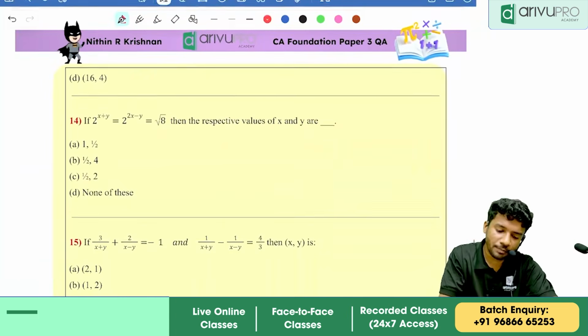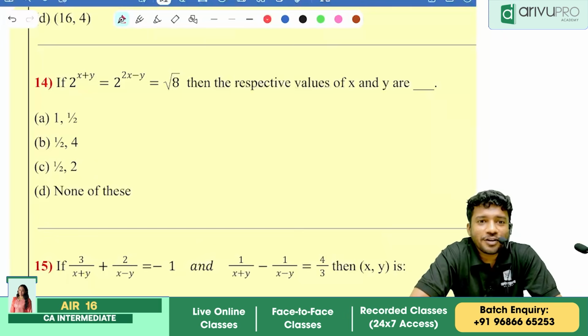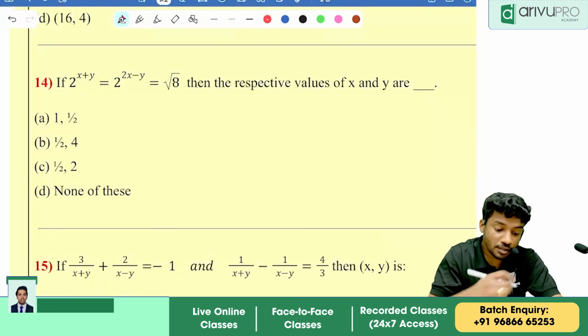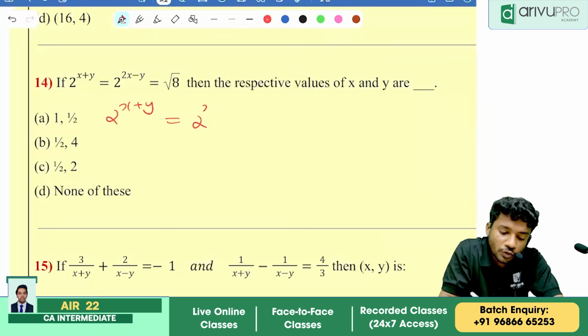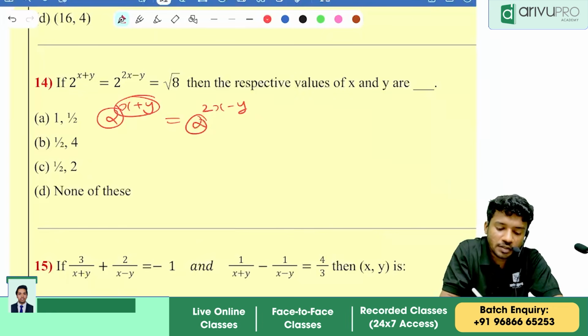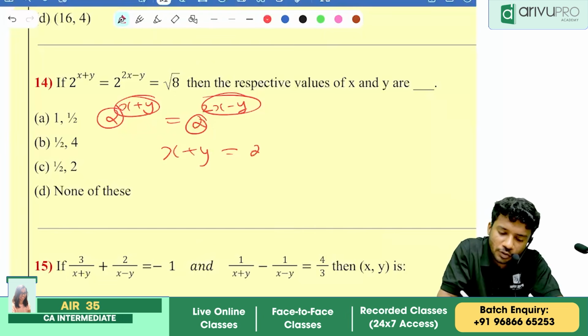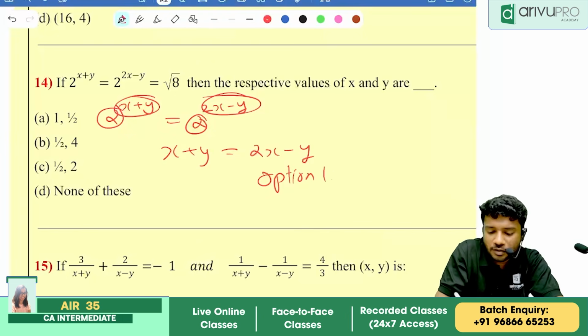Next one, people. What will you do? Sit and cry or option hit? But before that, we need to find an equation, right? 2 raised to x plus y is equal to 2 raised to 2x minus y. People, the bases are the same. Then the powers should also be the same. x plus y is equal to 2x minus y. Now you option hit. Okay?